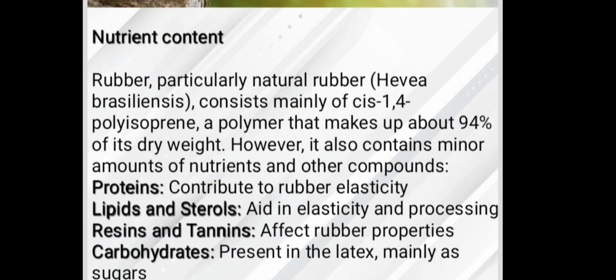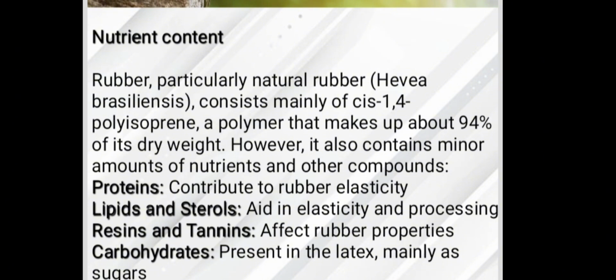Nutrient content. Rubber, particularly natural rubber from Hevea brasiliensis, consists mainly of cis-1,4-polyisoprene, a polymer that makes up about 94% of its dry weight. However, it also contains minor amounts of nutrients and other compounds.